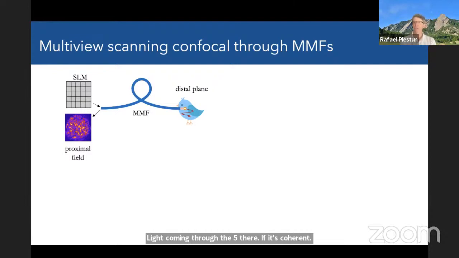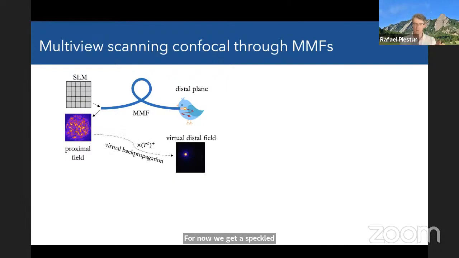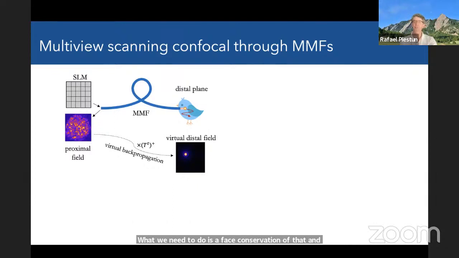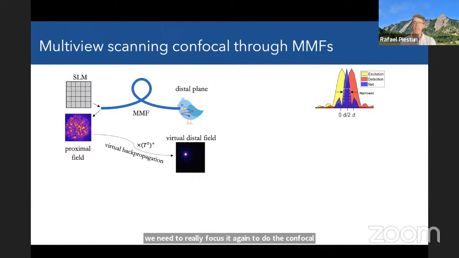So how do we get a confocal mechanism? What we need to do is a phase conjugation of that and refocus it. To refocus it, we need to know the transmission matrix and the backward propagation. So we characterize the fiber not only in the forward but also the backward direction, and then we can phase conjugate that and refocus the light. We know how to generate a focus on the bird here. Now, the light that is reflected back through the fiber, we need to refocus it again to do the confocal mechanism. And basically, this can be done either optically or numerically.